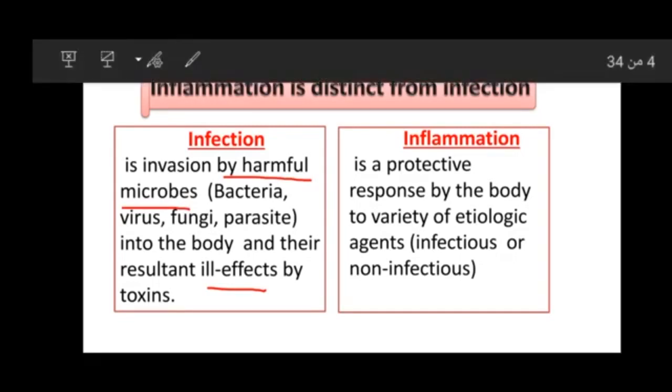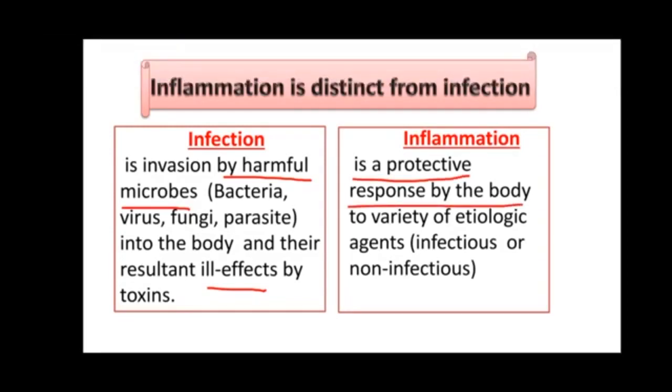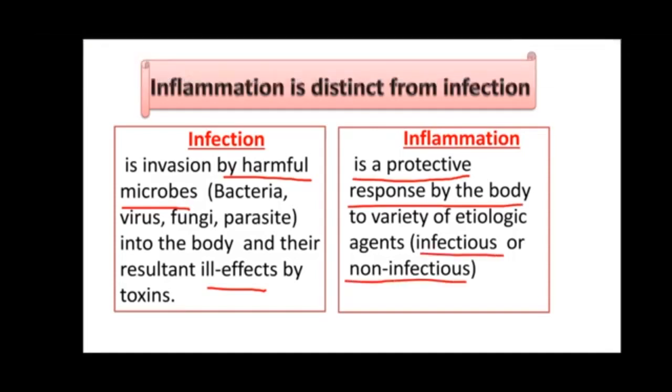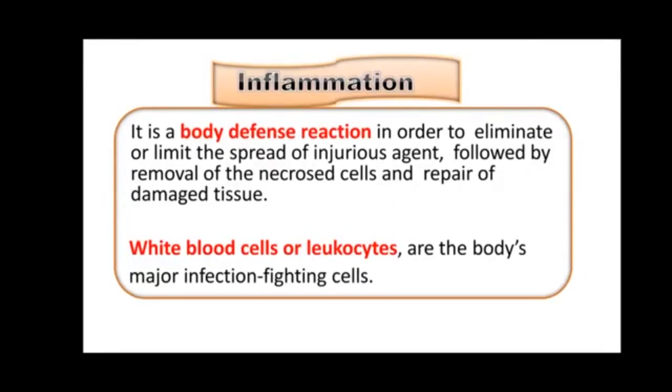So inflammation is a protective response by the body to a variety of etiologic agents. These agents may be infectious or non-infectious. Inflammation is a body defense reaction in order to eliminate or limit the spread of the injurious agent, followed by removal of necrotic cells and repair of damaged tissue. White blood cells, or leukocytes, are the body's major infection-fighting cells. So the white blood cells are the army in the body.